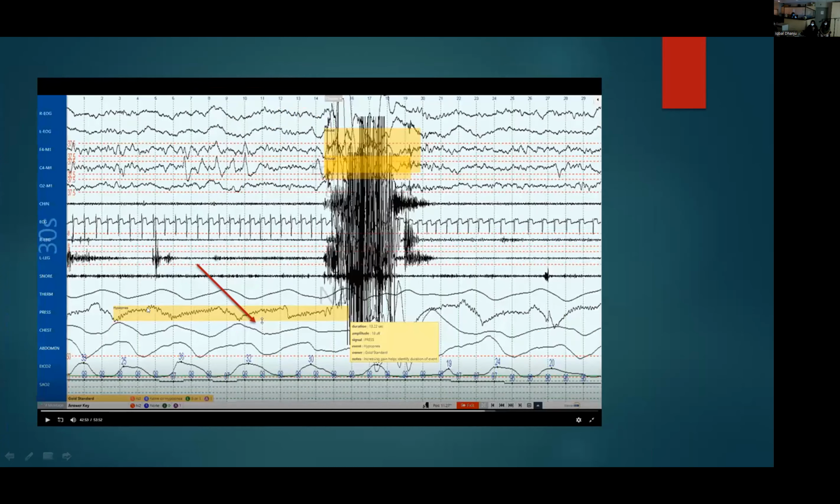This channel has some artifact, you can see the movement here. That's why it was pretty difficult to say whether there is a 30% reduction or not. But there is a 30% reduction here.